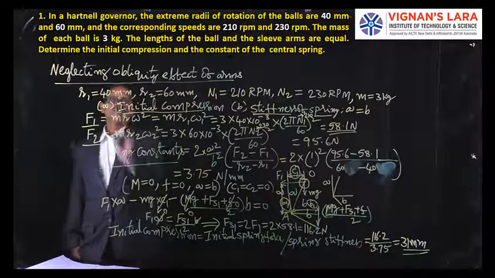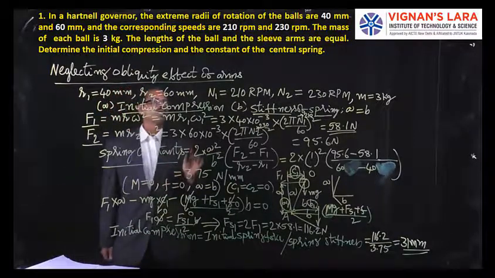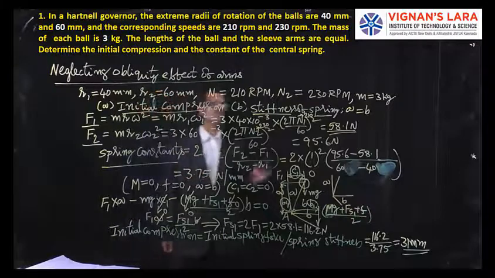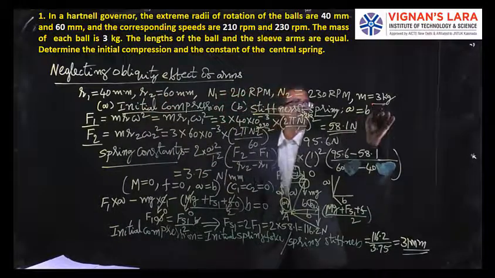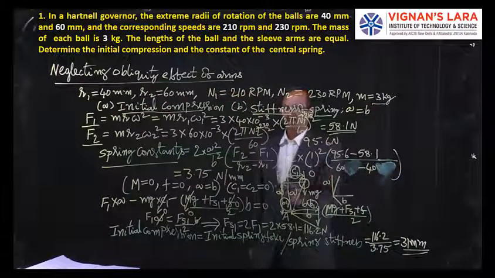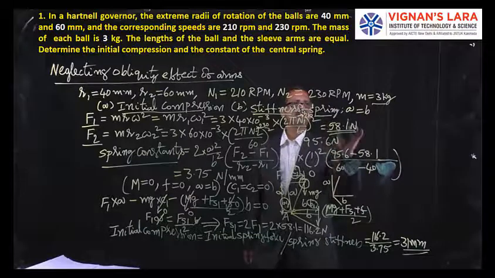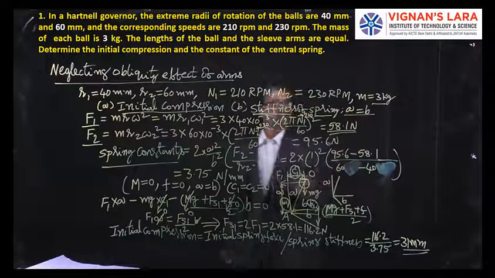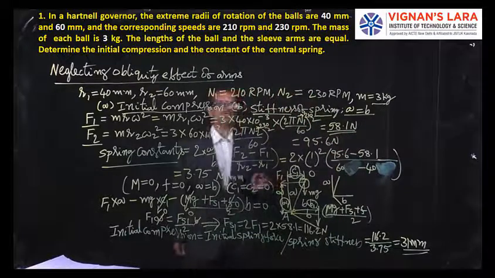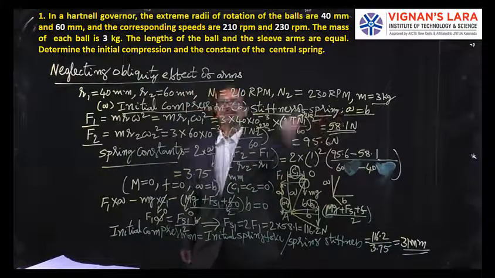He has given radius 1 and radius 2, corresponding speed 1 and speed 2, and the mass of the fly ball is given. Friction is not given, that's why I have taken F as 0. Then capital M is also taken as 0 because sleeve mass is not stated. Then the horizontal and vertical arm of the bell crank lever is said to be equal, so A is equal to B.